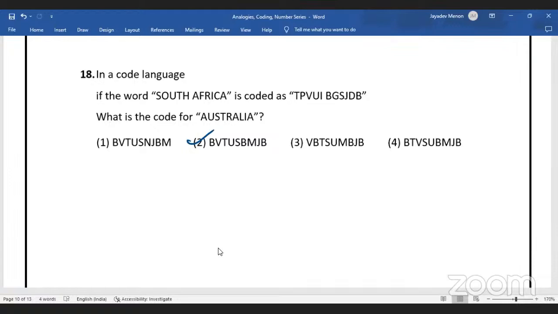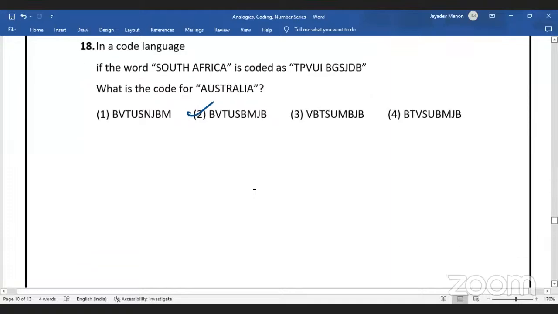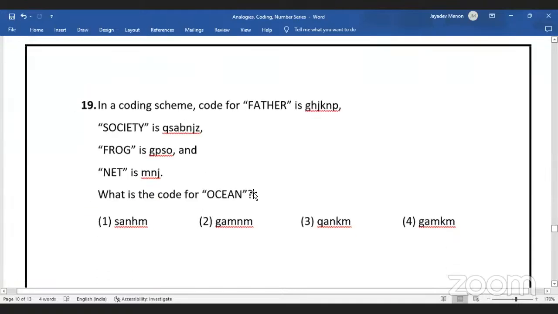be B. For U, it will be V. For S, it will be T. For T, it will be U. For R, it will be S. For A, B. For L, M. For I, J. For A, it will be B. So B, V, T, U, S, B, M, J, B. Option 2 will be the answer. Next question.